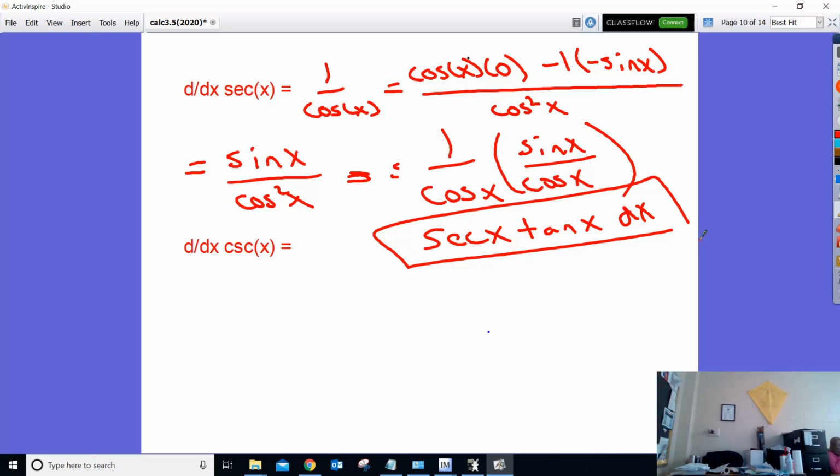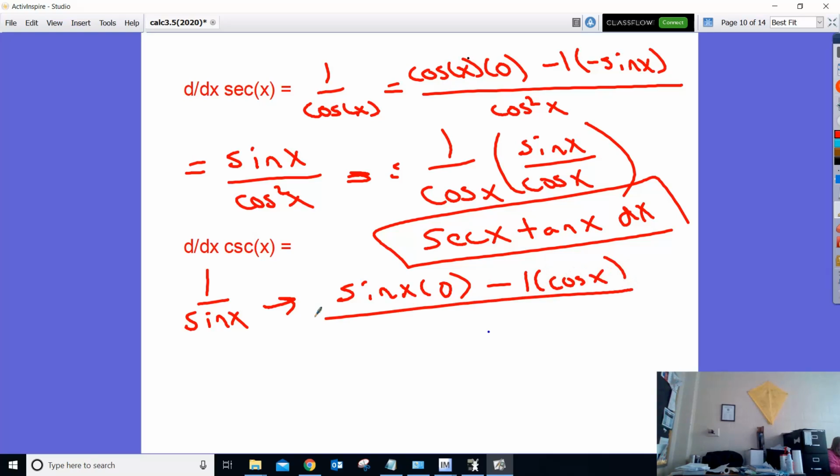One more, I think. Then we'll get through these things. The derivative with respect to x of cosecant of x will be 1 over sine of x. And we just do the quotient rule again. I know how fun this is. That would be sine of x times 0 minus 1 times cosine of x, sitting over sine squared of x. That's just plug in the quotient rule. So we'll have negative cosine of x sitting over sine squared of x.